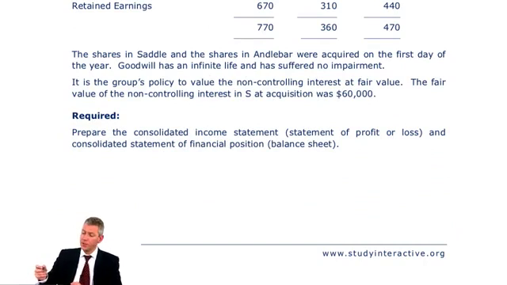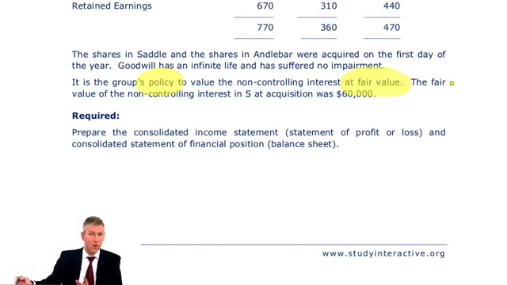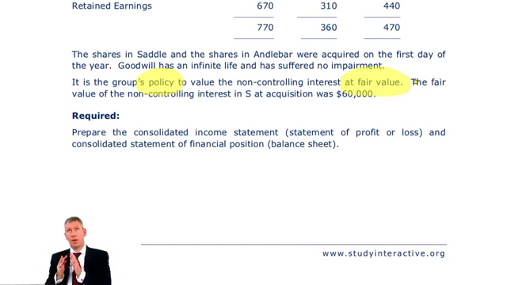Here's a phrase that we did look at, but we barely did more than just look at the phrase. It is the group's policy to value the NCI at fair value. We glanced over that phrase, but if I focus in on it now, you can tell that there is an element of choice. And it is true, policy implies choice, but not your choice, the examiner's choice. He can either choose full goodwill or partial goodwill. And in this case, he went for fair value.